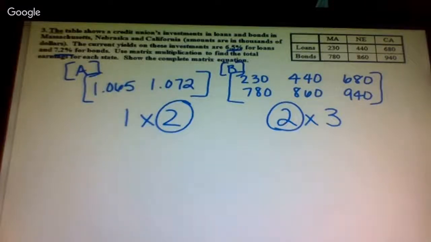Okay, what did we get for an answer here? Remember, this answer is going to be a 1 by 3 matrix. So you should have 3 numbers in a row. What do we get? 181.5.